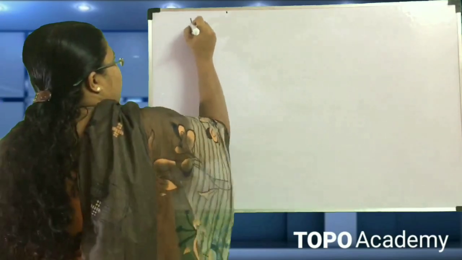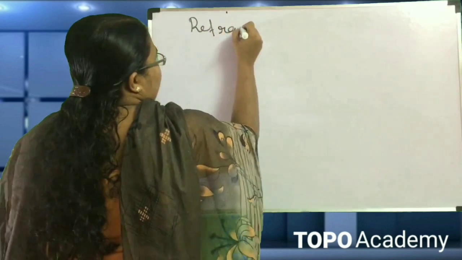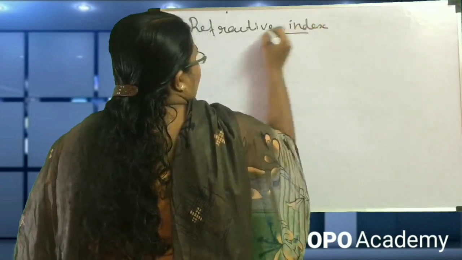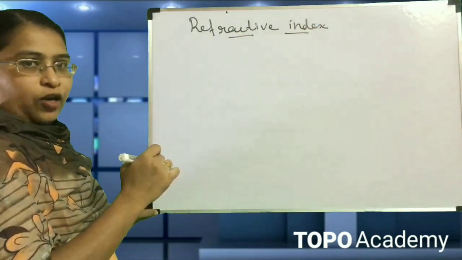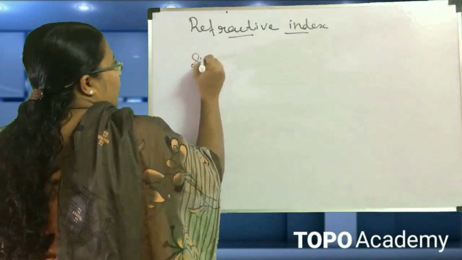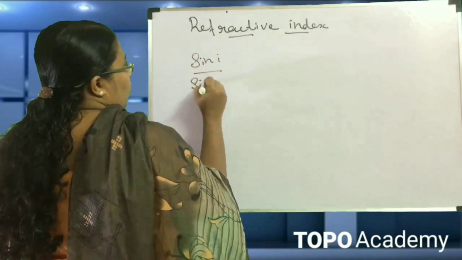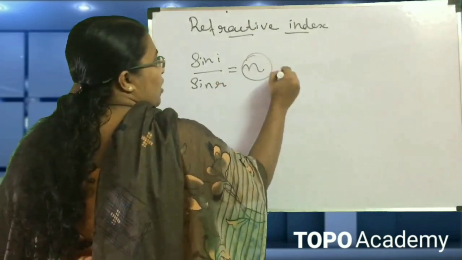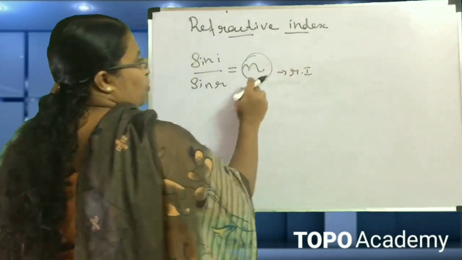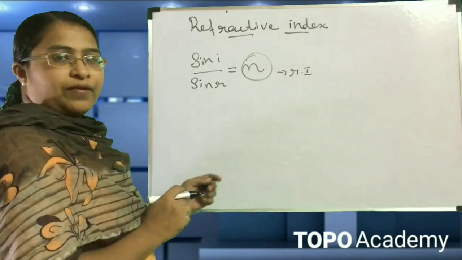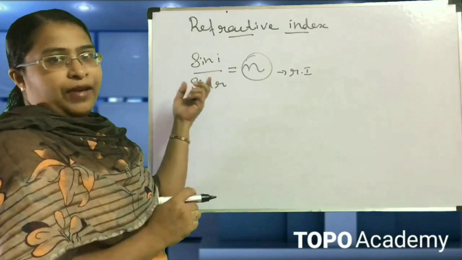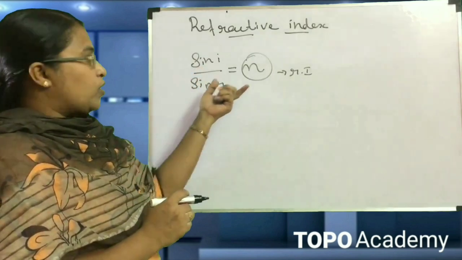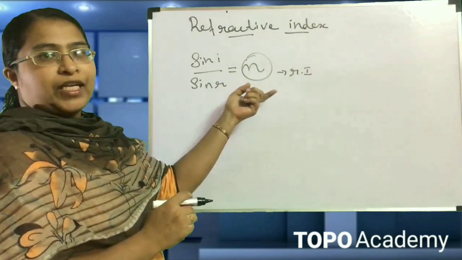First one is refractive index. We have seen in the second law of refraction, in the last video, that sin i by sin r is a constant. This constant n is known as the refractive index.